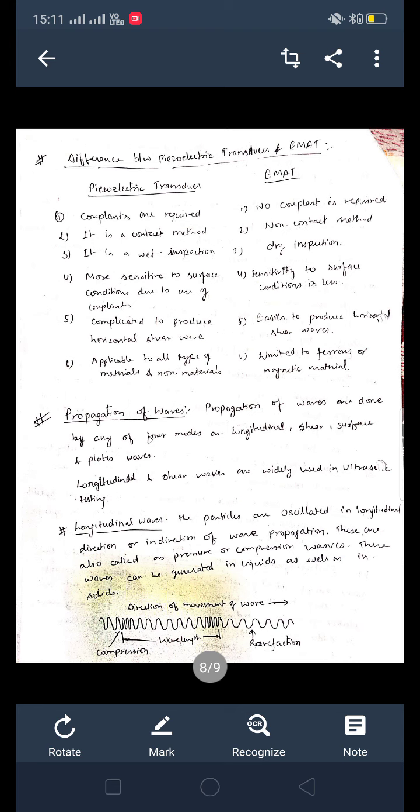These are the 6 very important points that differentiate the piezoelectric transducer and EMAT.